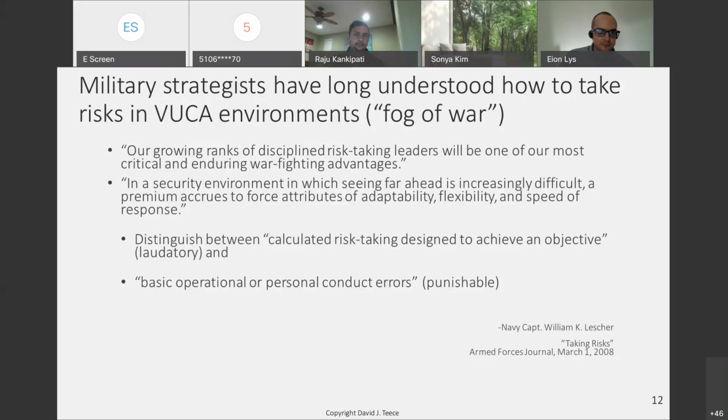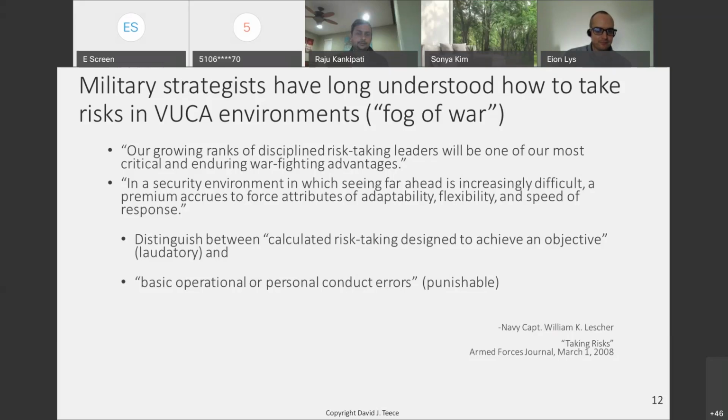And what he says is that our growing ranks of disciplined risk-taking leaders will be one of our most critical and enduring warfighting advantages. And he says, in a security environment in which seeing far ahead is increasingly difficult, that's the fog of war. If you're in the fog, you can't see very far ahead. A premium accrues to force attributes of adaptability, flexibility, and speed of response. And then an important qualifier is distinguishing between calculated risk-taking designed to achieve an objective, which is good, and operational and personal conduct errors, which is punishable.